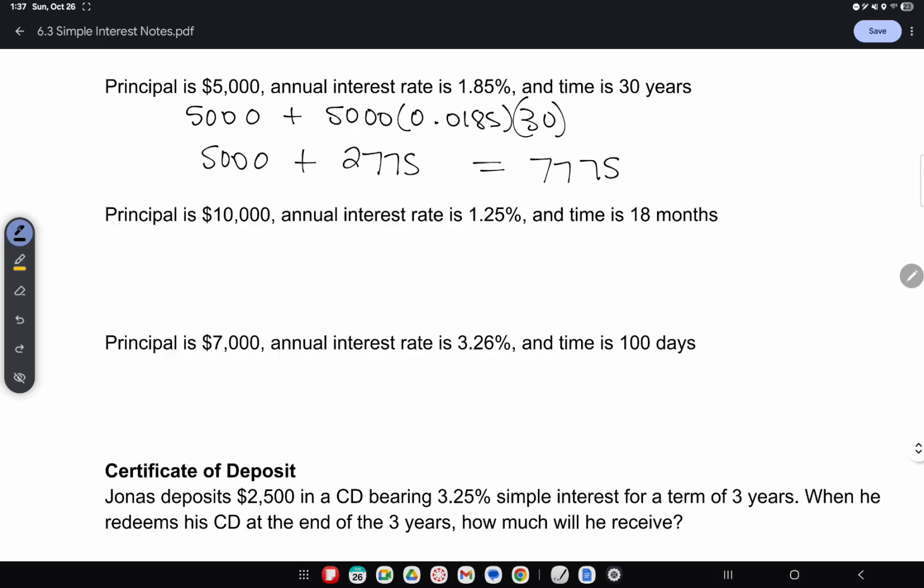Yeah, it's crazy when you're trying to invest money. Notice how the percentages are low compared to the sales tax rates or the loan amount rates. It's crazy.